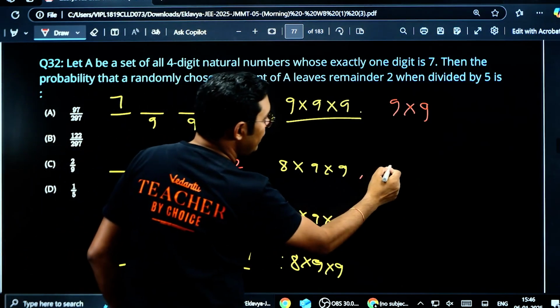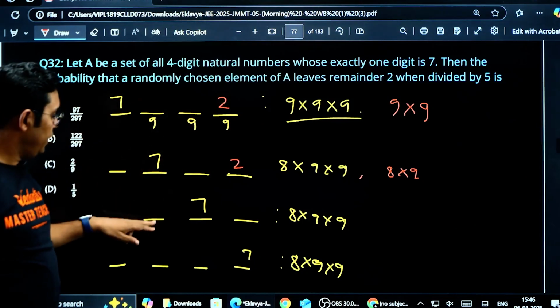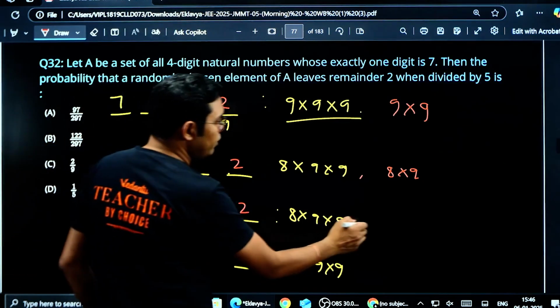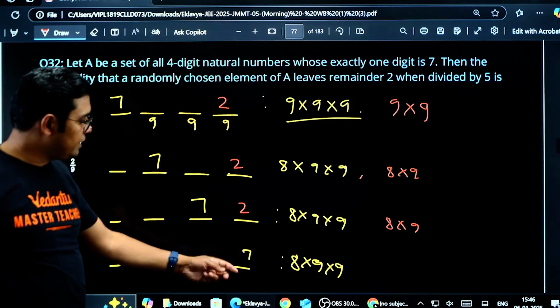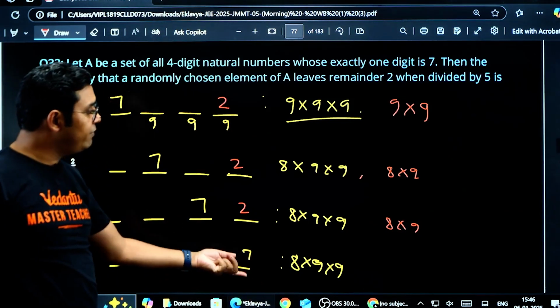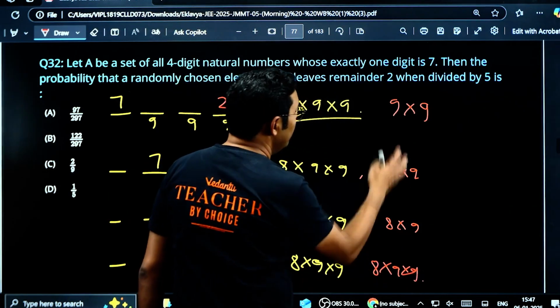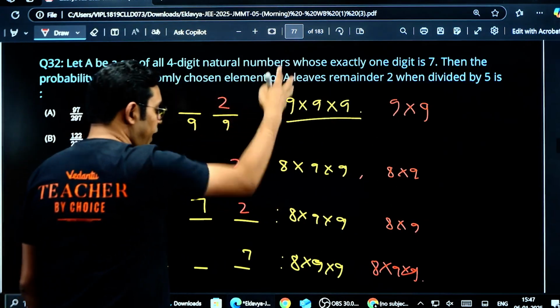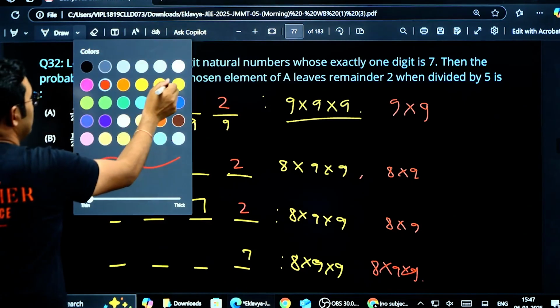So in this case, I think I'll be having 8 into 9 cases in which the number will give you remainder 2. In this case also, if you put 2 here, this will be 8 into 9. Here already, all the numbers are such which will be giving remainder 2 when divided by 5. So it will be 8 into 9 into 9. So what we need to do, we need to add them, divide this by this. So that is how this question is done.